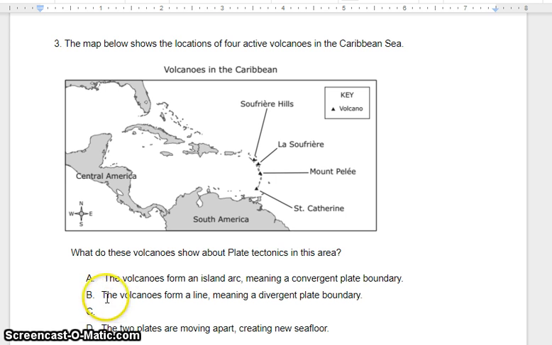B, the volcanoes form a line, meaning a divergent plate boundary. Or D, the 2 plates are moving apart, creating new seafloor. So volcanoes are formed right here. What does that mean?